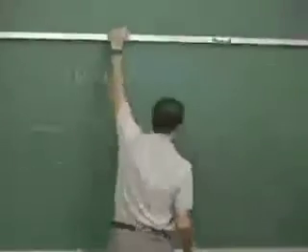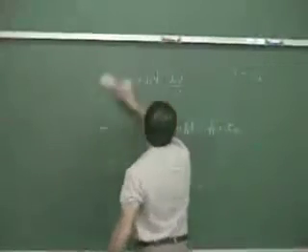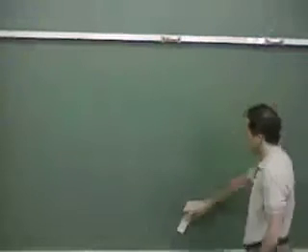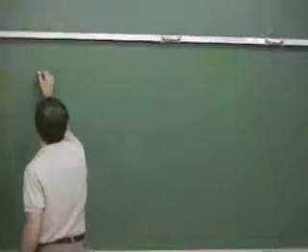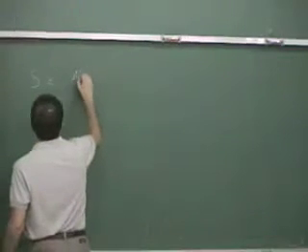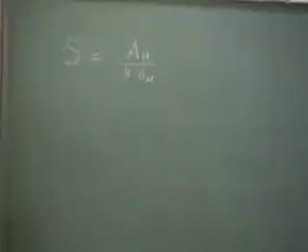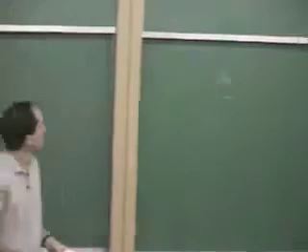Now, something we can do is we can compute the entropy of this black hole by using the Bekenstein-Hawking formula, which says that the entropy of the black hole is equal to the area of the horizon. Now, of course, here we have an extended brane, so the area of the horizon will have a volume factor.